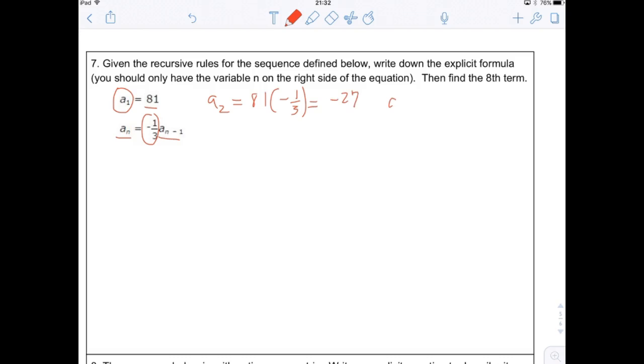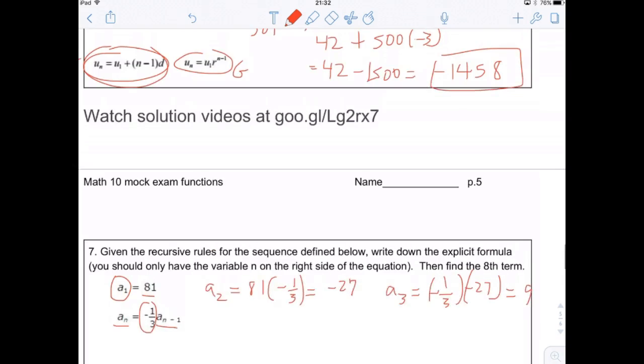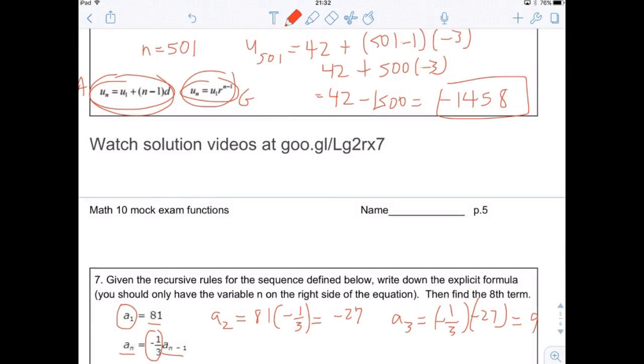What would be the third term? The third term will be the second term, which is negative 27, times negative 1/3 also. So, oh, yuck. Negative 1/3 times negative 27, which is equal to positive 9. And so on. Now, let's try to write it in terms of the geometric sequence formula, which is un equals u1 r to the n minus 1.